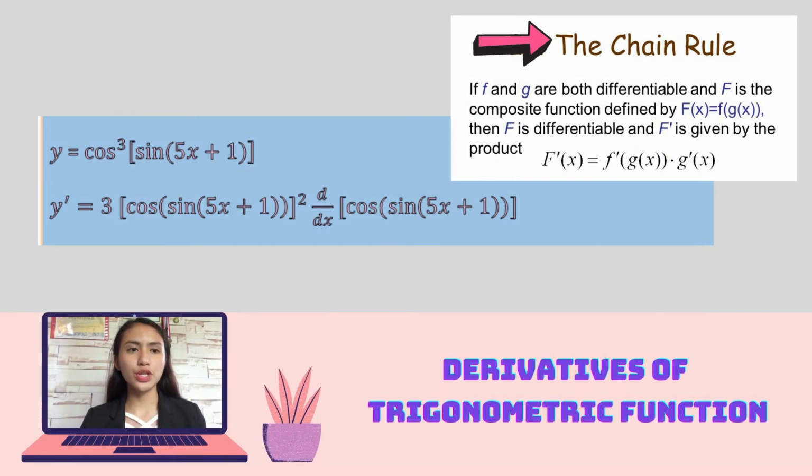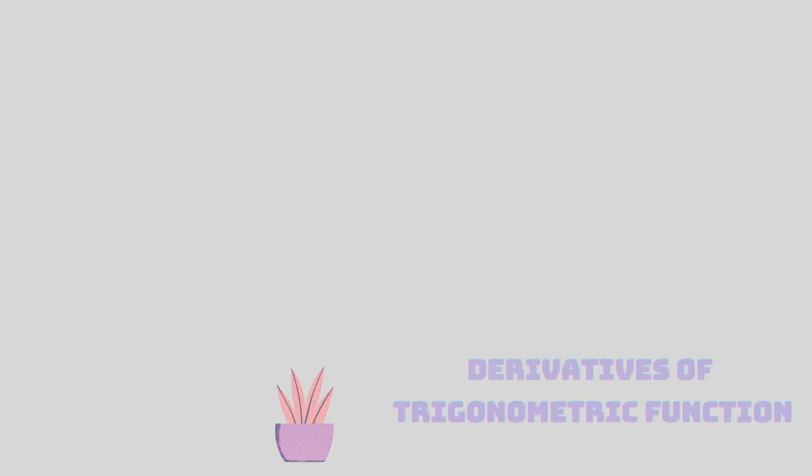So the first equation that I've prepared is y equals cosine raised to 3 of sine 5x plus 1. In this equation, we will apply the chain rule. So we have y prime equals 3, because we pull out the 3, cosine sine 5x plus 1 raised to 2, because 3 minus 1 is 2. Then we will multiply it by the derivative of cosine sine 5x plus 1.